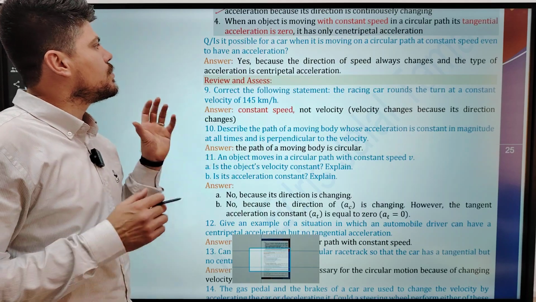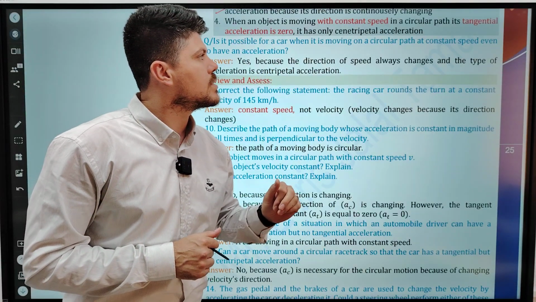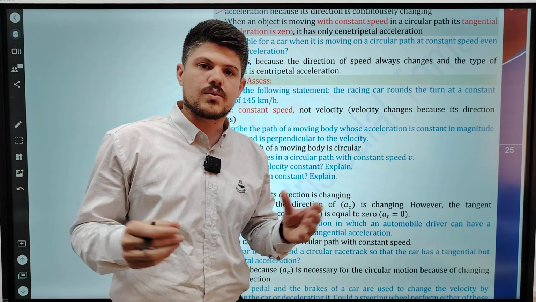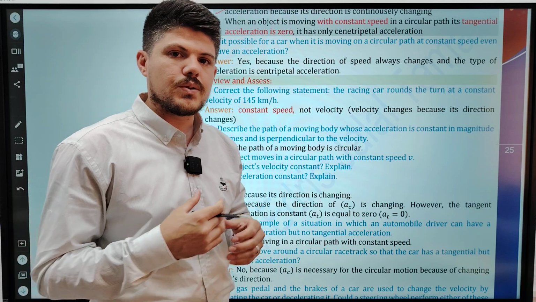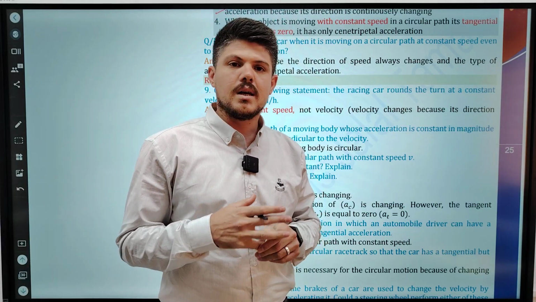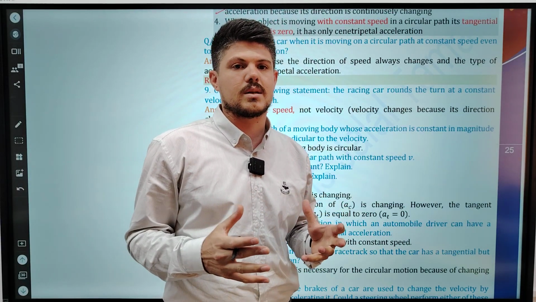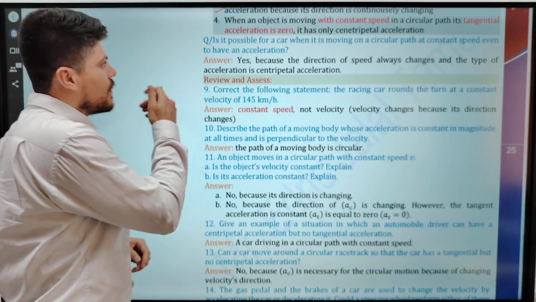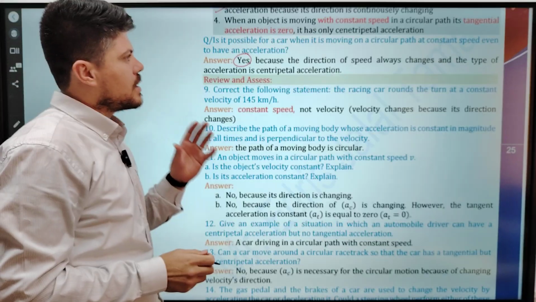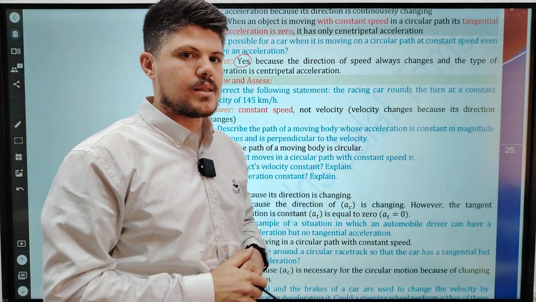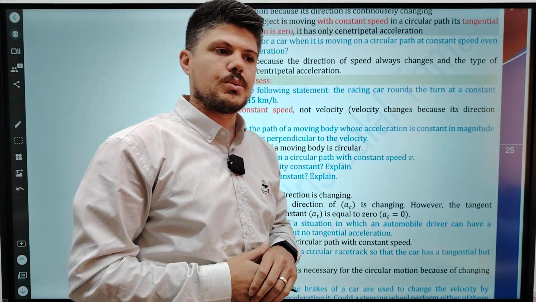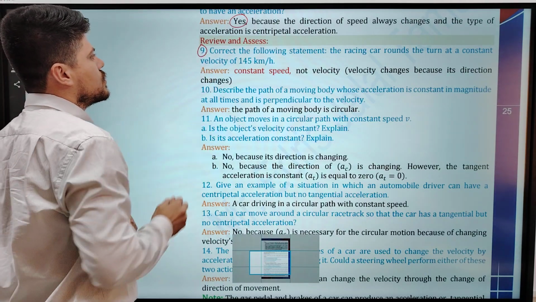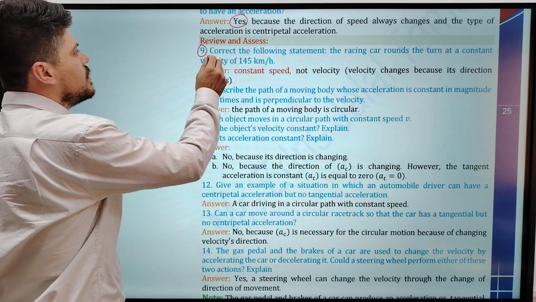We have a question here. Is it possible for a car, when it is moving on a circular path at constant speed, to have an acceleration? Yes, of course. For example, when a car is moving at constant speed in a circular path, this car has centripetal acceleration, but not tangential acceleration, because the car has constant speed. So the answer is yes, because the direction of the velocity always changes and the car undergoes centripetal acceleration.